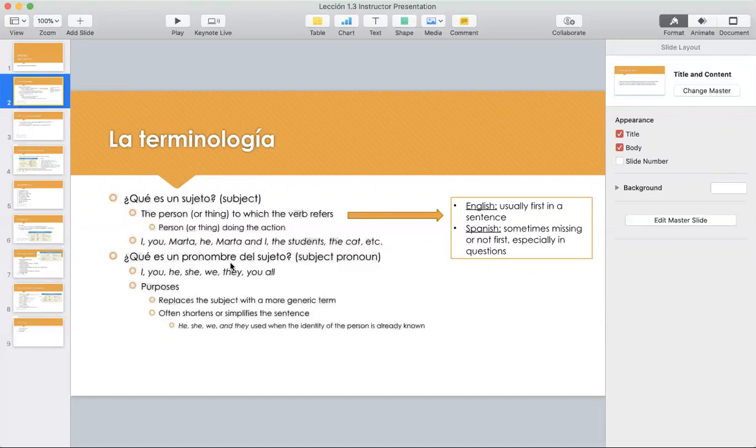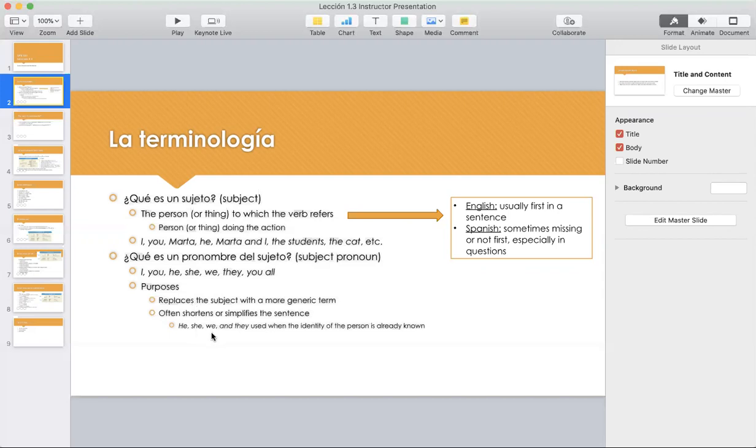¿Qué es un pronombre de sujeto? What is a pronoun subject? Because we are going to learn that there are so many different types of pronouns: direct, indirect, and in this case, we're learning about the subject pronouns. The subject pronouns are the ones that you will use in front of the verb every time. So I, you, he, she, we, they, you all. What is the purpose of these pronoun subjects? They replace the subject with a more generic term, and it often shortens or simplifies the sentence.